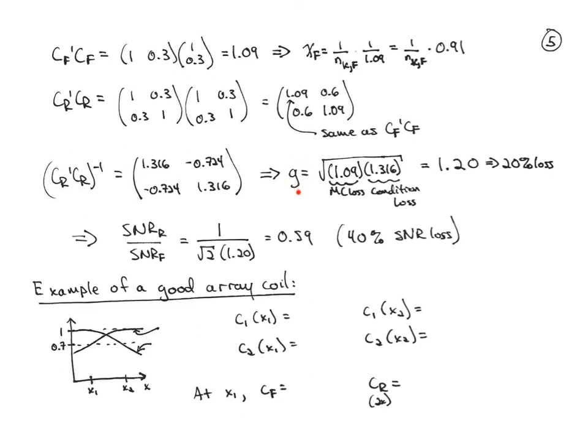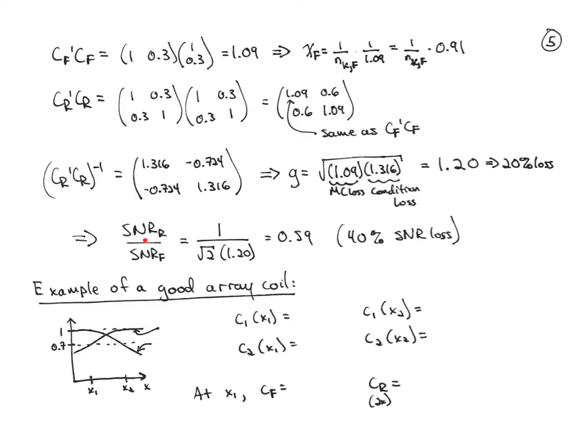And then when we plug the first entry here and the first entry here and this guy into the G factor equation, we get the square root of 1.09 times 1.316. And that gives us 1.20 overall, or a 20% loss in SNR due to geometry factor. So this 1.09 can also be interpreted as the loss due to using multiple coils to observe this spatial location, and then the condition loss is the 1.316. That is a measure of the conditioning of the inverse C transpose CR matrix.